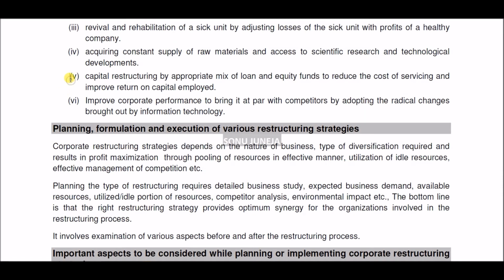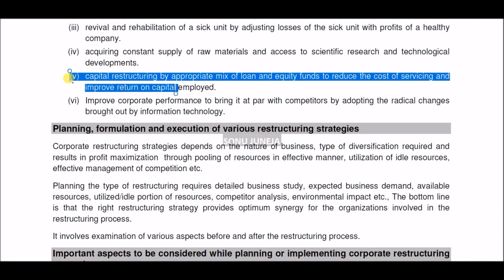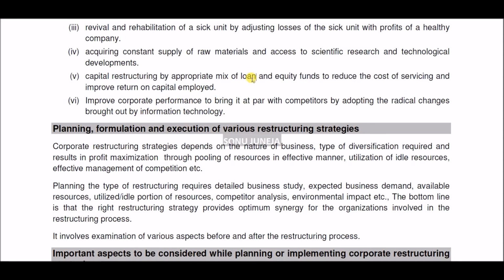Then you have the capital restructuring by appropriate mix of loan, borrowed funds and equity funds to reduce the cost of servicing and improve return on capital employed. Basically, your ROI improves. So you have a proper ROI. Then improve corporate performance, bringing it up to par with competitors by adopting radical changes brought about by information technology. So you get the IT benefit as well.